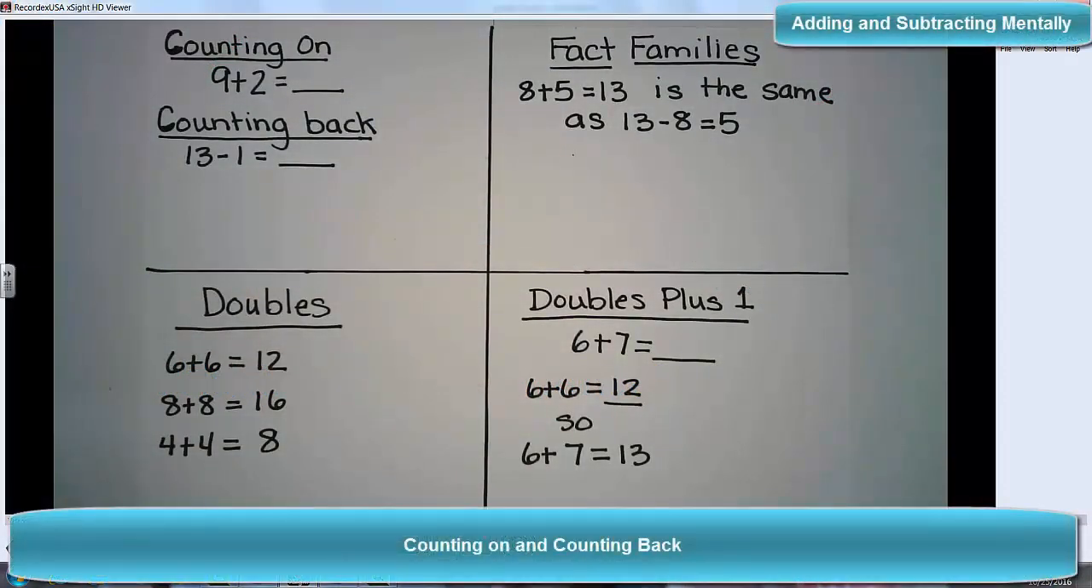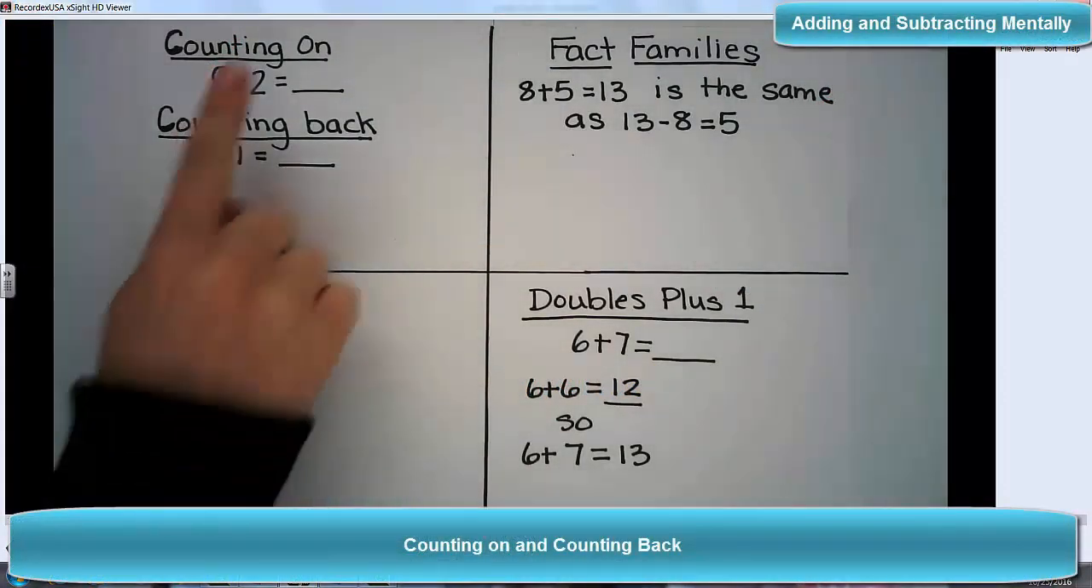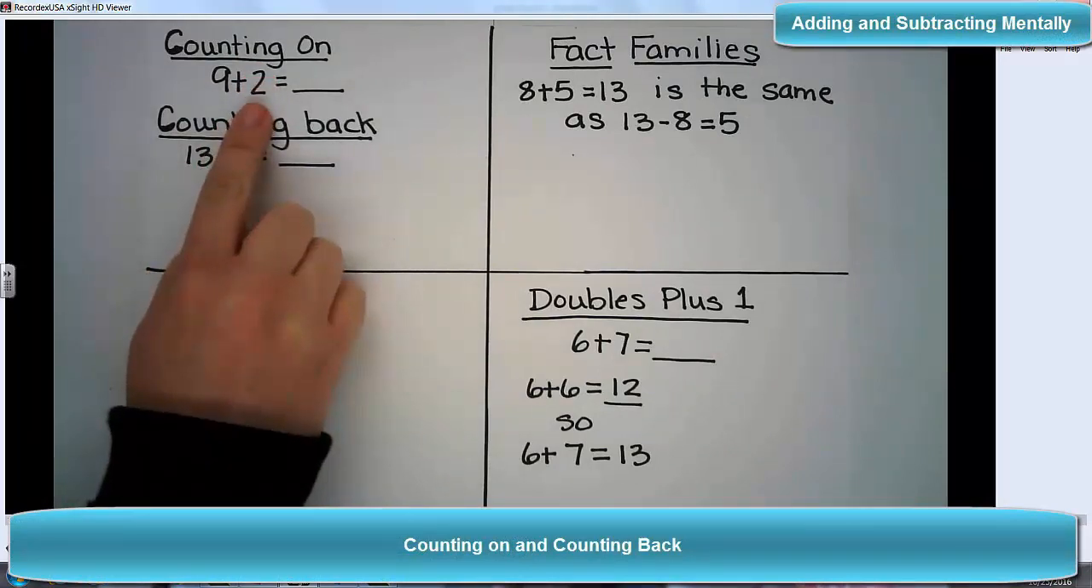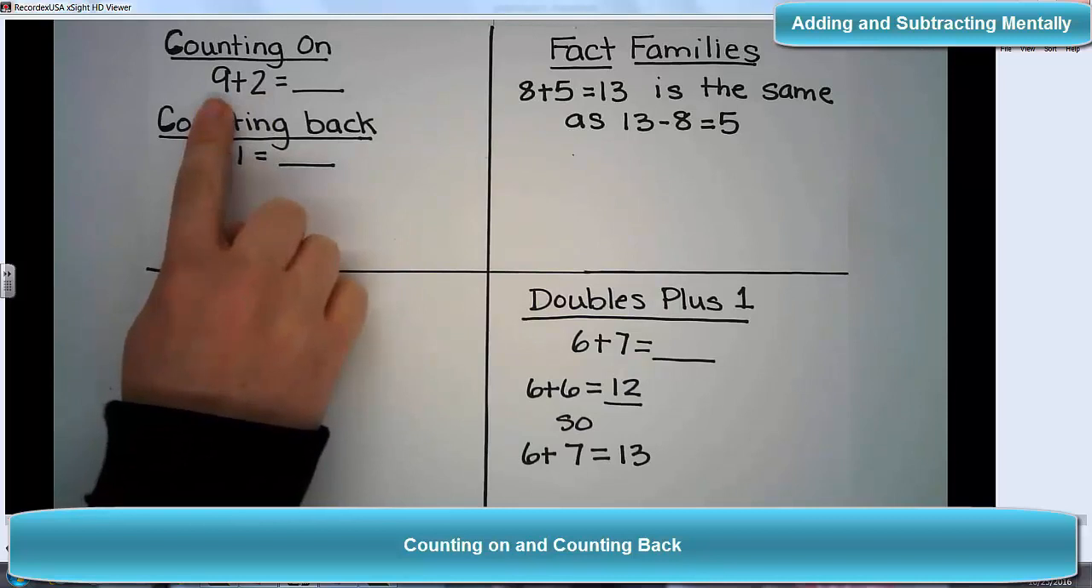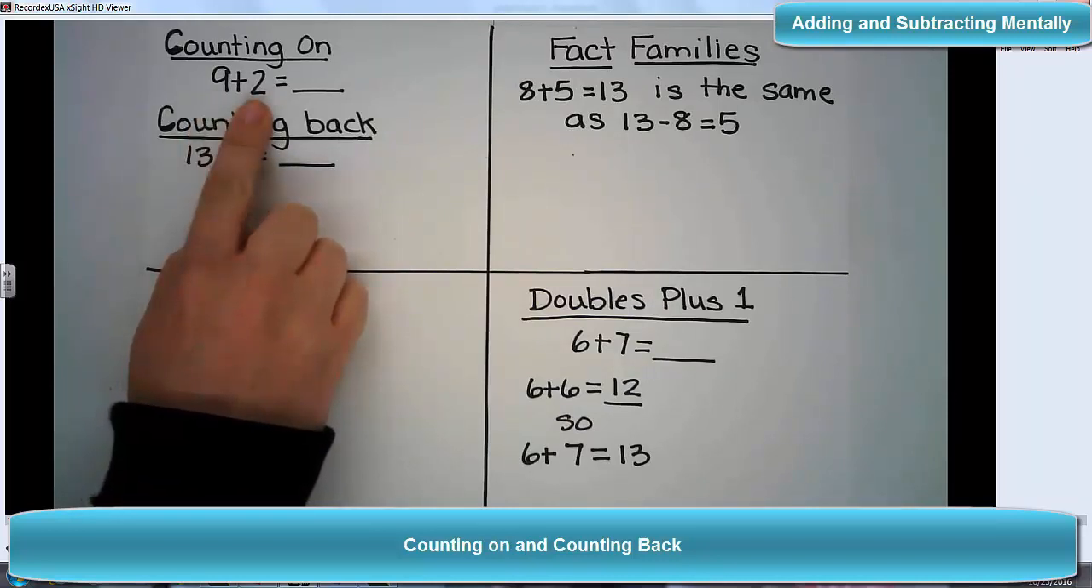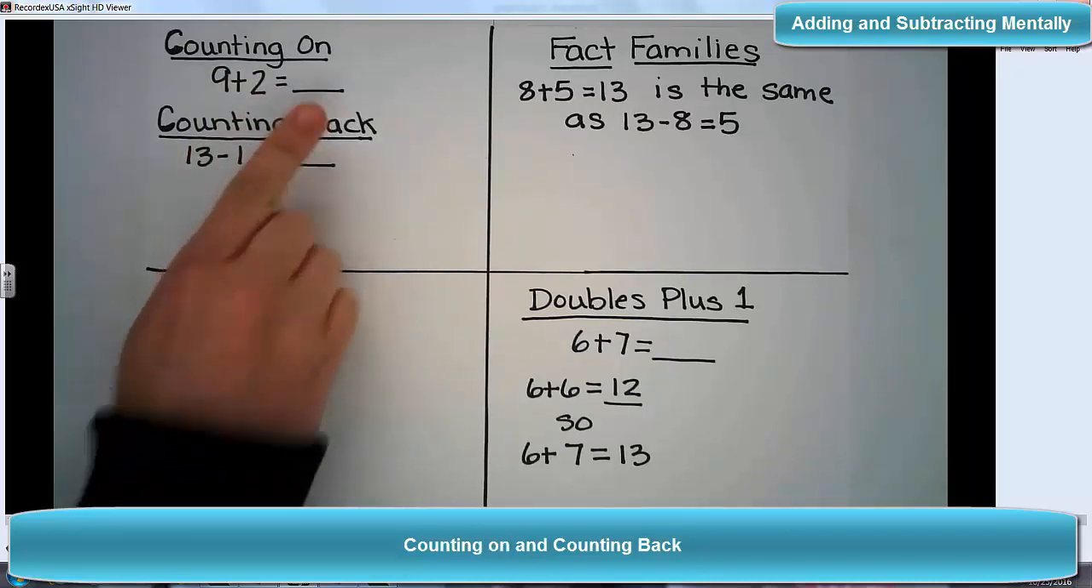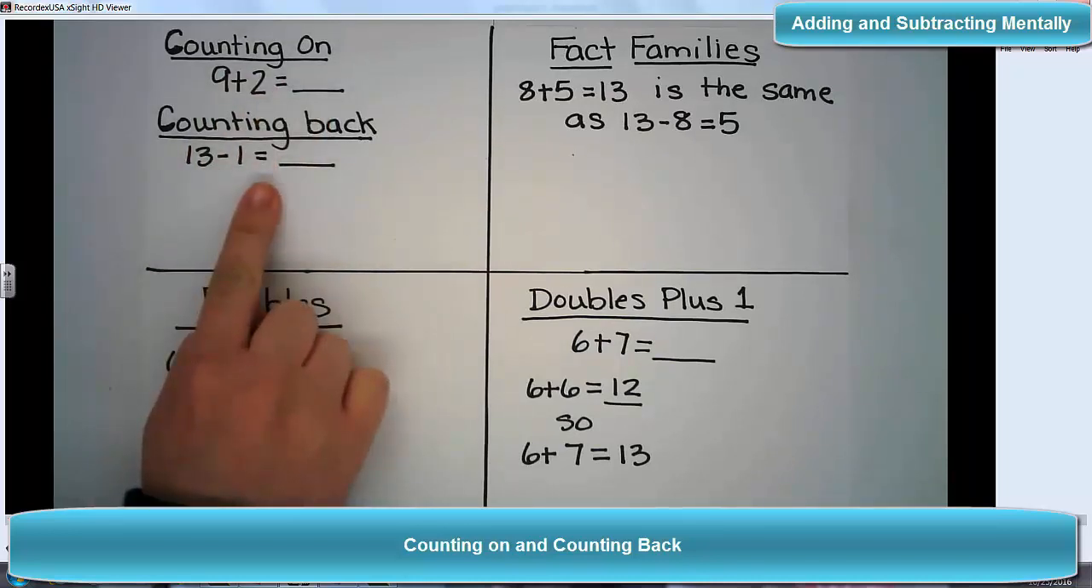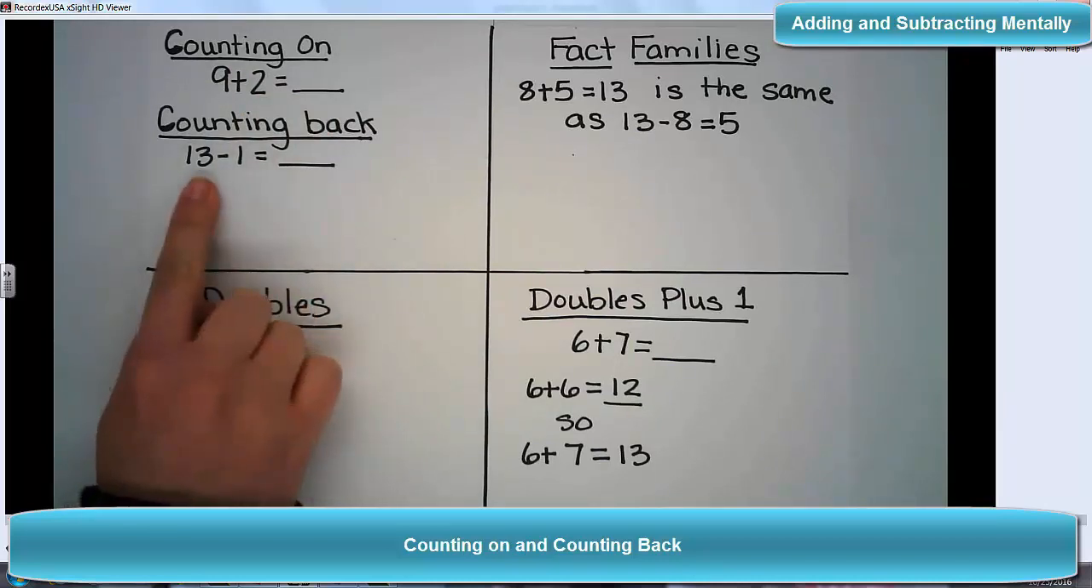Mental strategies may include the following: counting on, which works best with +1 and +2 facts. Here, a student will put 9 in their head and count on 2 more, 10, 11. The sum is 11. Counting back works best with -1 and -2 facts. Here, a student will put 13 in their head and count back 1, 12. The difference is 12.